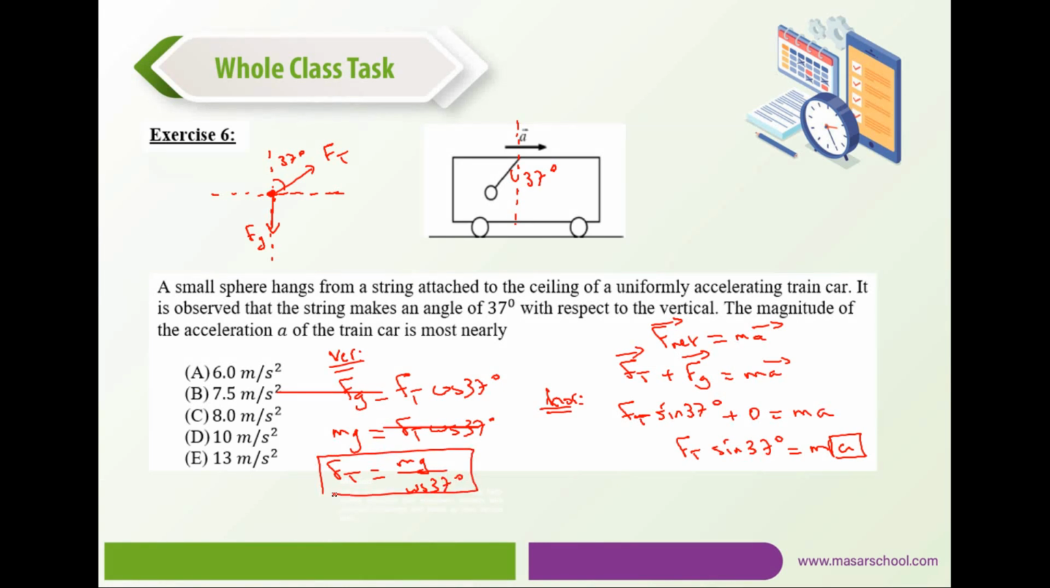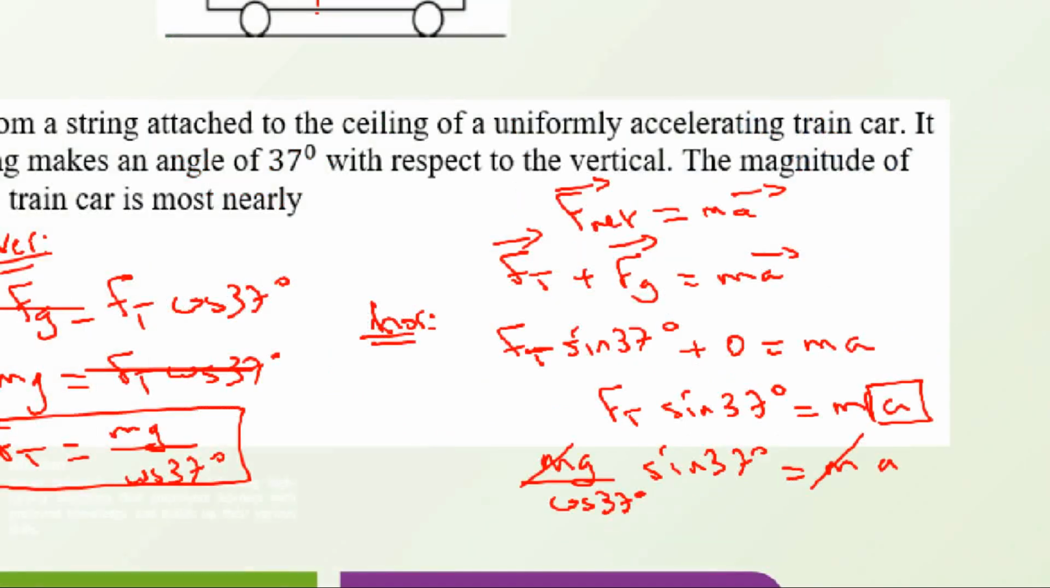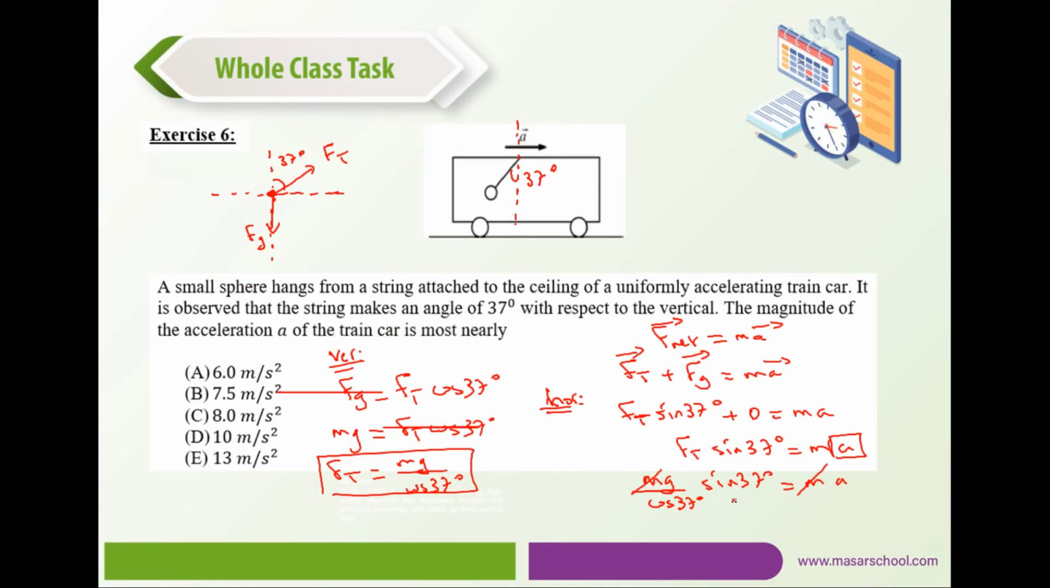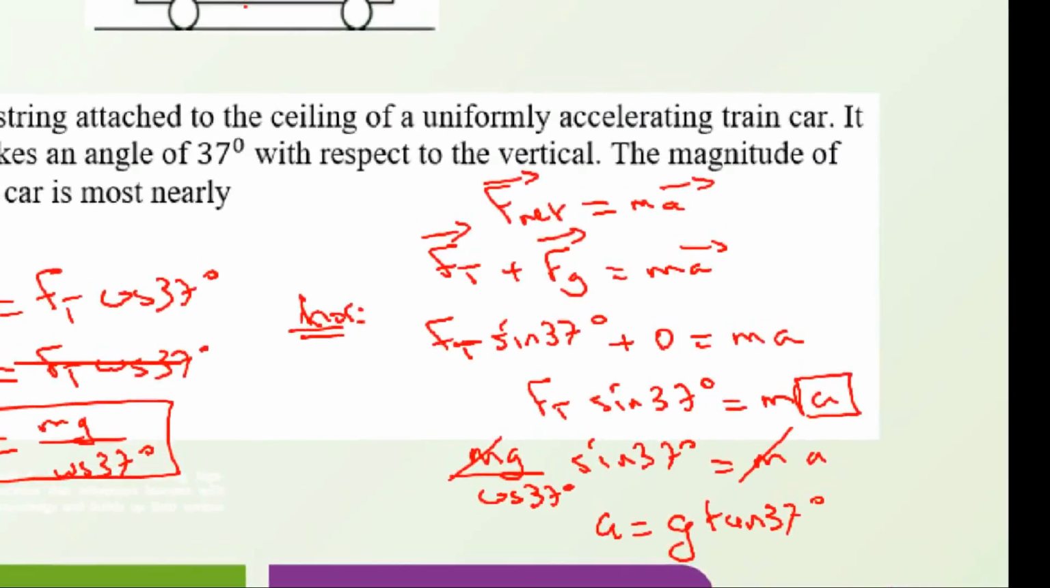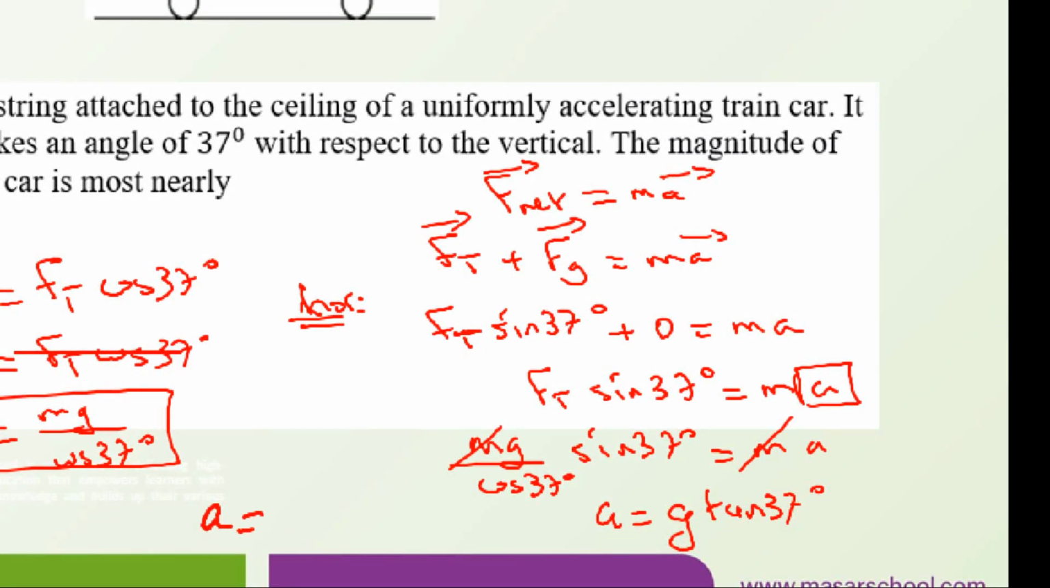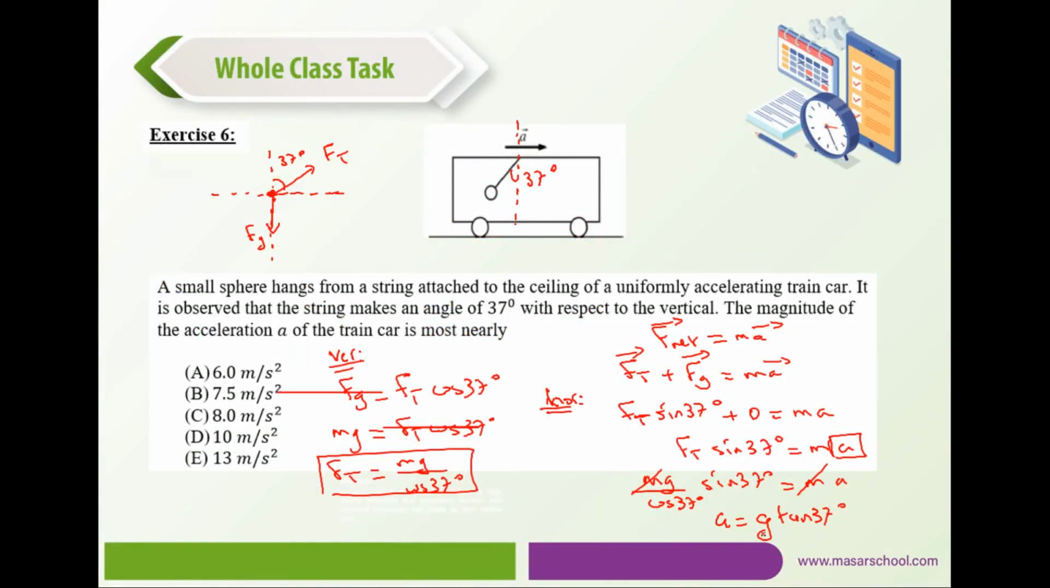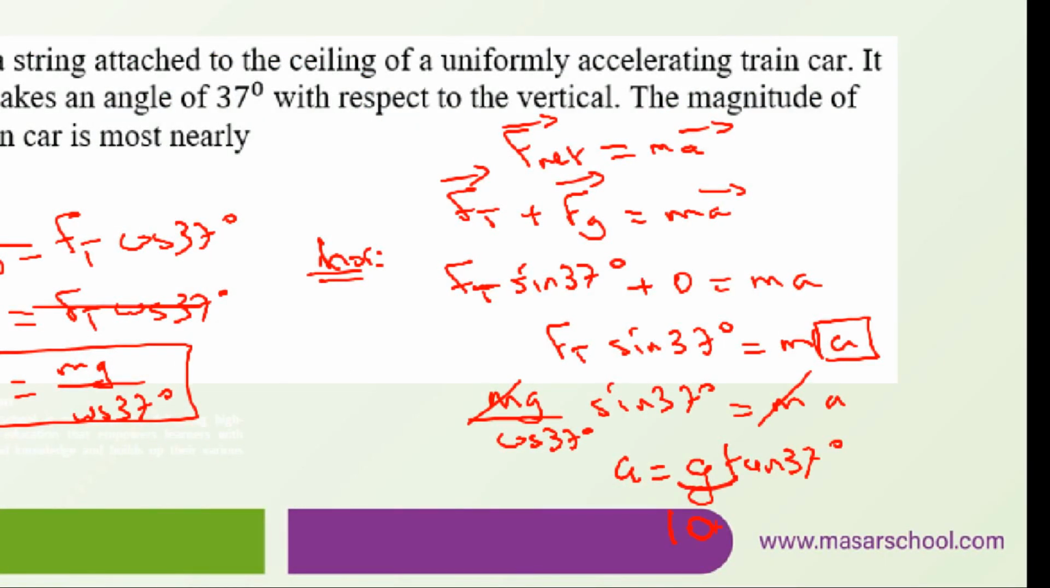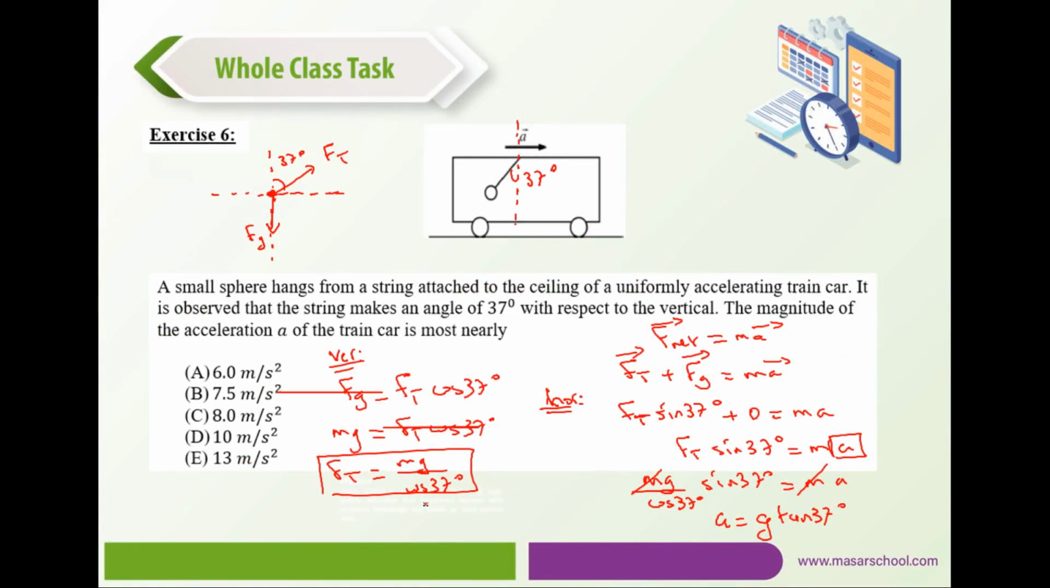And now let me try replacing this here and check if it solves the problem. That would be mg divided by cosine 37 multiplied by sine 37 is given by ma, and luckily m cancels with m. Sine 37 over cosine 37 gives us tangent 37, then a would be given by g multiplied by tangent 37, and this is a remarkable expression, so it can be generalized. Given by a is g tangent theta in this case, and if you plug the value of g to be almost 10 and tangent 37 in degrees, then the correct answer would be given by 7.5.